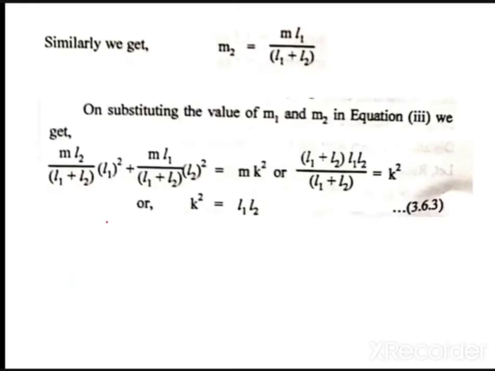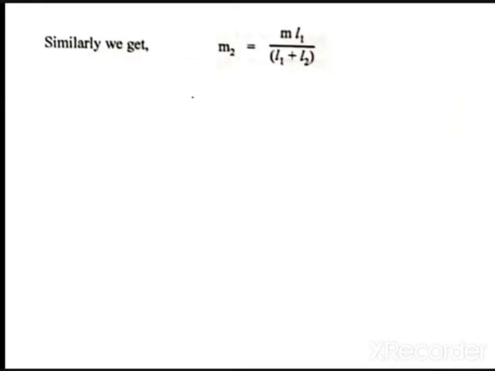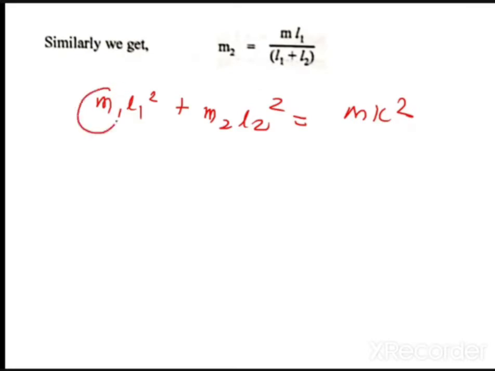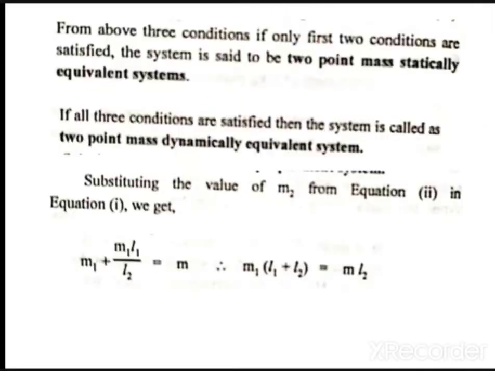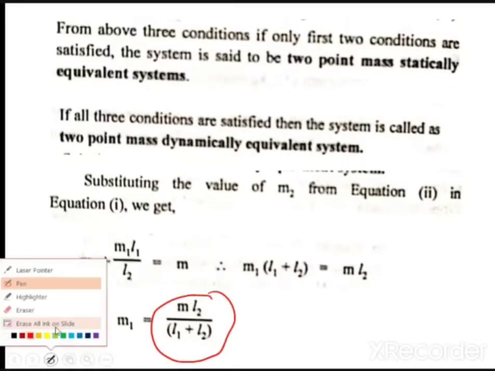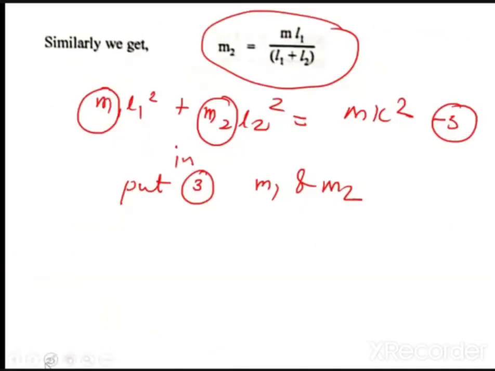Now equation number 3 is m1 l1 square plus m2 l2 square is equal to m k square. We now know m1 and m2, so put them in equation 3. m2 is m l1 upon l1 plus l2, and m1 is m l2 upon l1 plus l2. You have to put these into this equation.